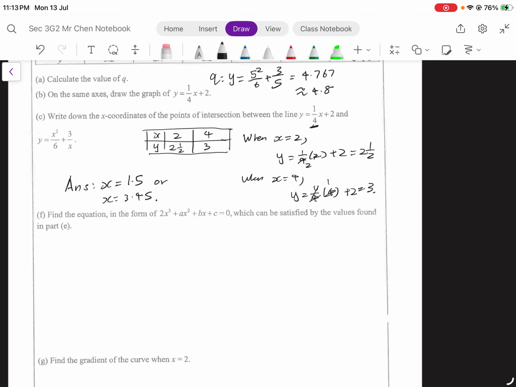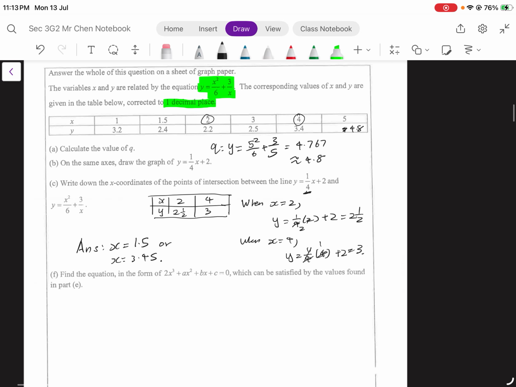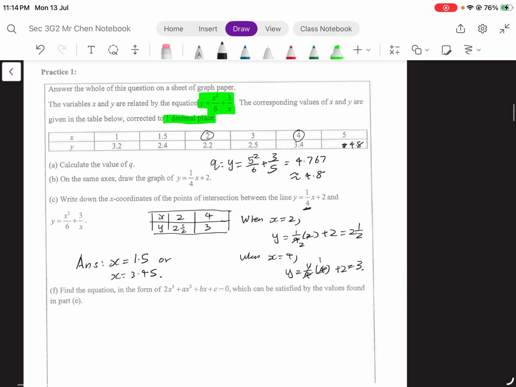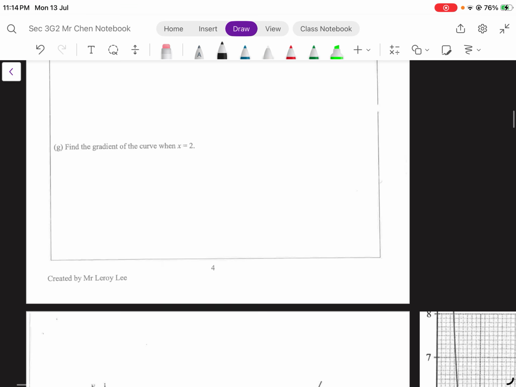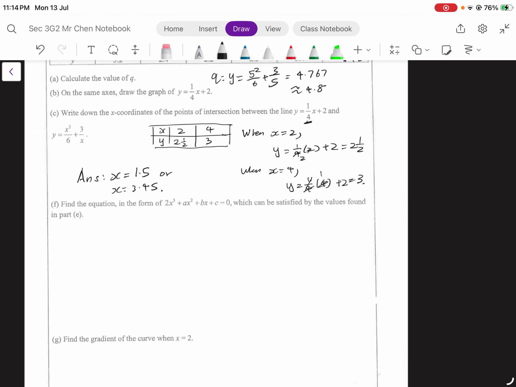Find the equation in the form of 2x cubed plus x, 2x squared, which can be specified by the values found in part E. Part E. EF. I'm not sure if there's a mistake in the question. There's no E, so we can't really do F. Never mind, we'll skip this first.